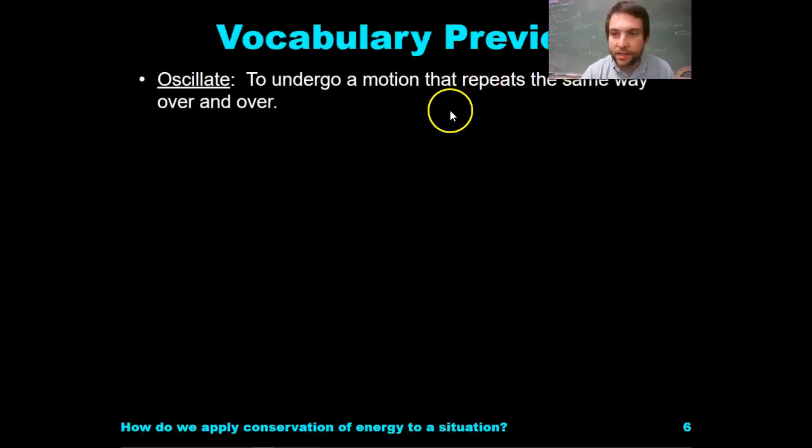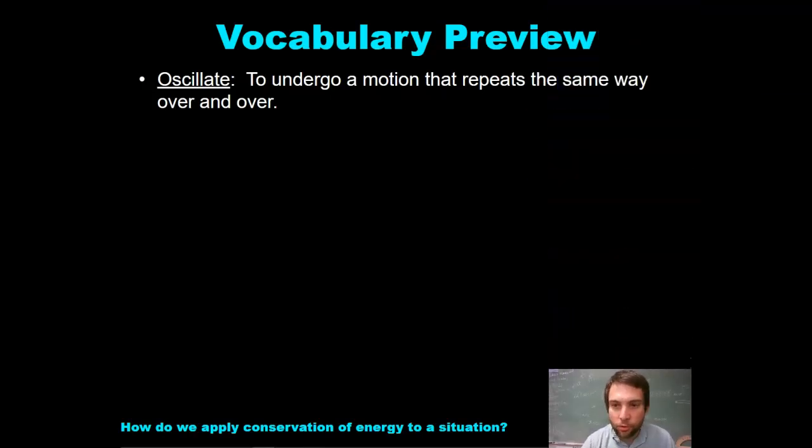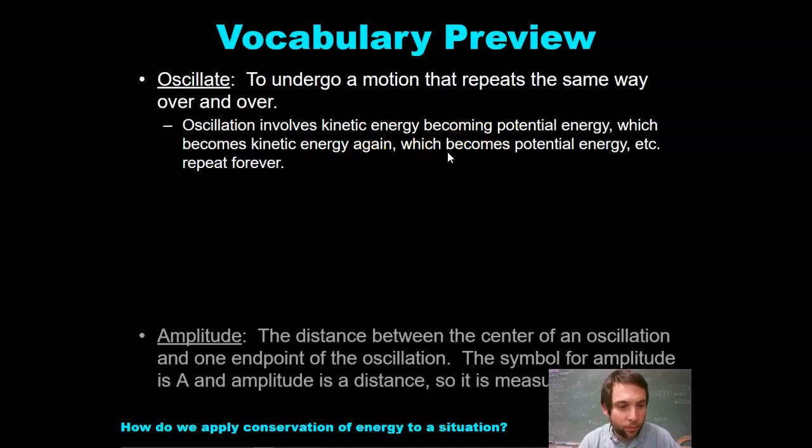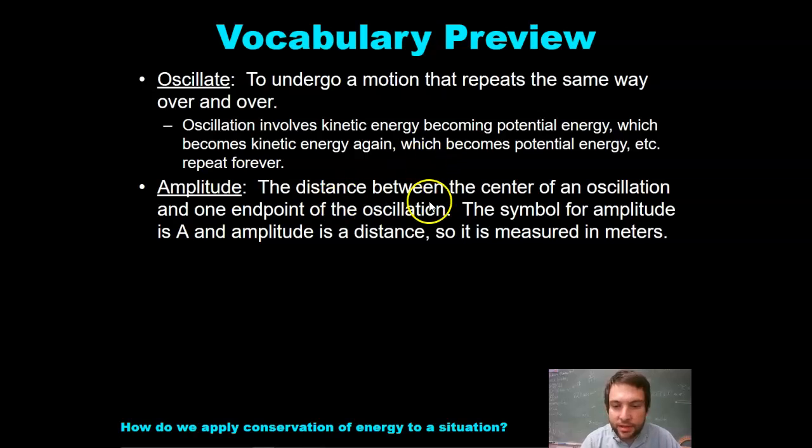Oscillate. That just means to undergo motion that repeats the same way over and over again. Could be back and forth. It could be bouncing up and down. Maybe you can look at it like this, where it's a circle and it's going the same way over and over. Oscillation involves kinetic energy becoming potential energy, which becomes kinetic energy again, which becomes potential energy again, and that will repeat forever.